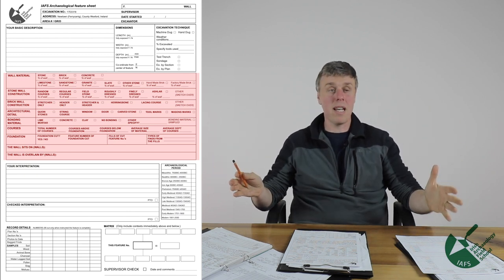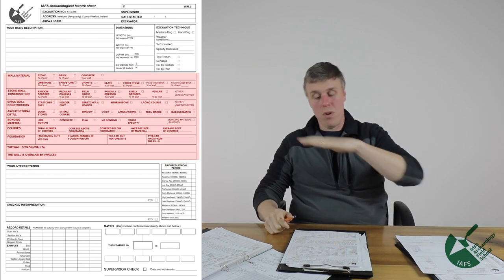So it asks for the total number of courses and then courses above foundation and below foundation. Medieval structures tended, as up on Ferry Carrig, to be built en masse with little or no foundation, where they'd make these huge walls, a meter plus in width, and they'd stay up purely based on the sheer size of them. In modern construction, we would always dig a foundation trench, build a foundation, put in a membrane, and then start our various different layers up.